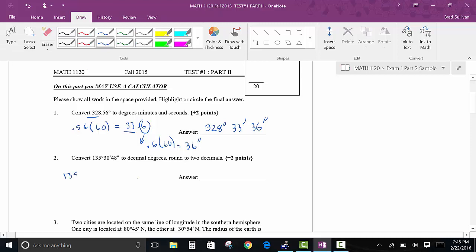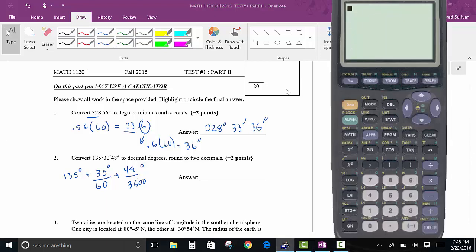Okay, let's see, the next problem, we can do this like this. So we have 135 degrees. We know that 30 minutes is out of 60, so that's 30/60 of a degree, plus 48 3600ths of a degree. So there's 3600 seconds that make up a degree. So one thing that you could do is you could just put this in your calculator in one quick step like this, 135 plus 30 divided, what am I doing?